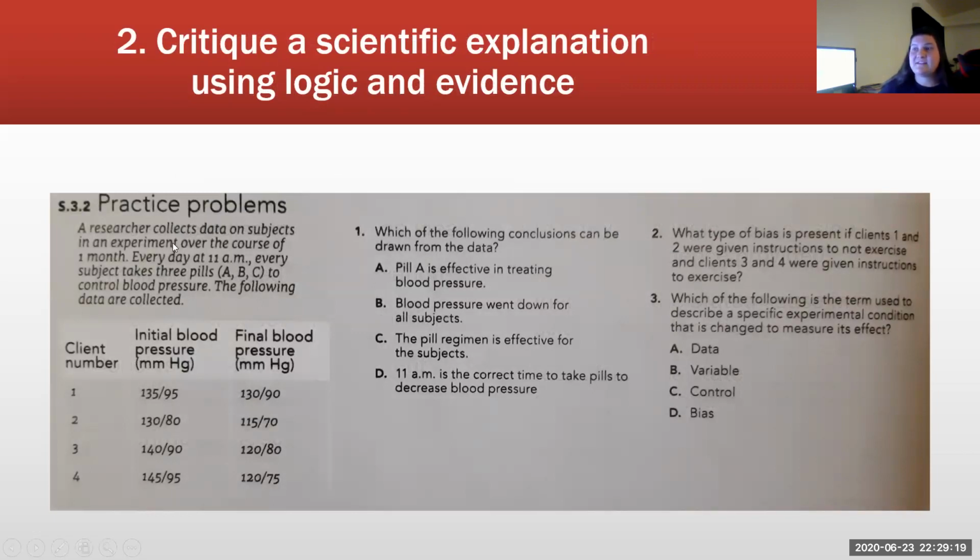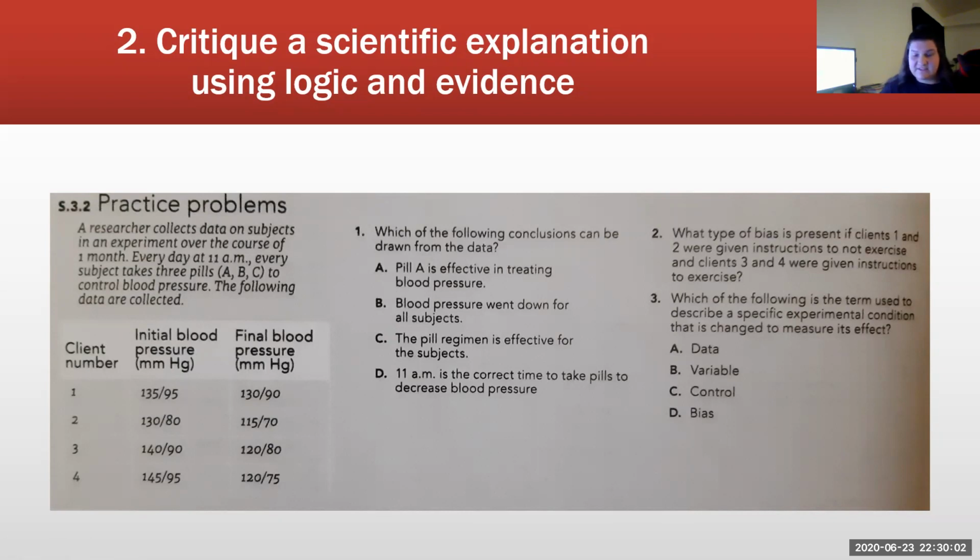A researcher collects data on subjects in an experiment over the course of 1 month. Every day at 11 a.m., every subject takes 3 pills, A, B, and C, to control blood pressure. The following data are collected. So there's 4 clients. They have their initial blood pressure taken and their final blood pressure taken. So this is what they started with, and this is what we're reading after a month of experiments. So which of the following conclusions can be drawn from the data? Pill A is effective in treating blood pressure. Blood pressure went down for all subjects. The pill regimen is effective for the subjects. 11 a.m. is the correct time to take pills to decrease blood pressure.